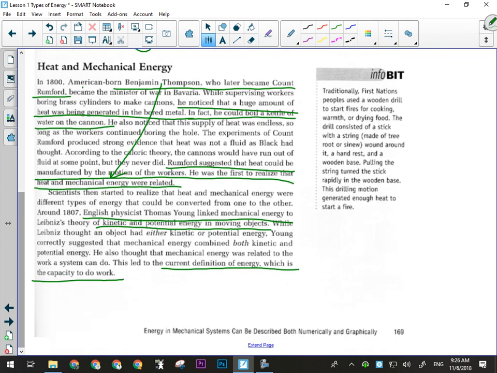Okay, a little while later, Thomas Young linked mechanical energy to kinetic and potential. It was the kinetic energy, essentially, the people moving the drill, that was creating this heat. So he was the one who basically said it could be kinetic or potential. And that led to the current definition of energy, which is the capacity or ability to do work.